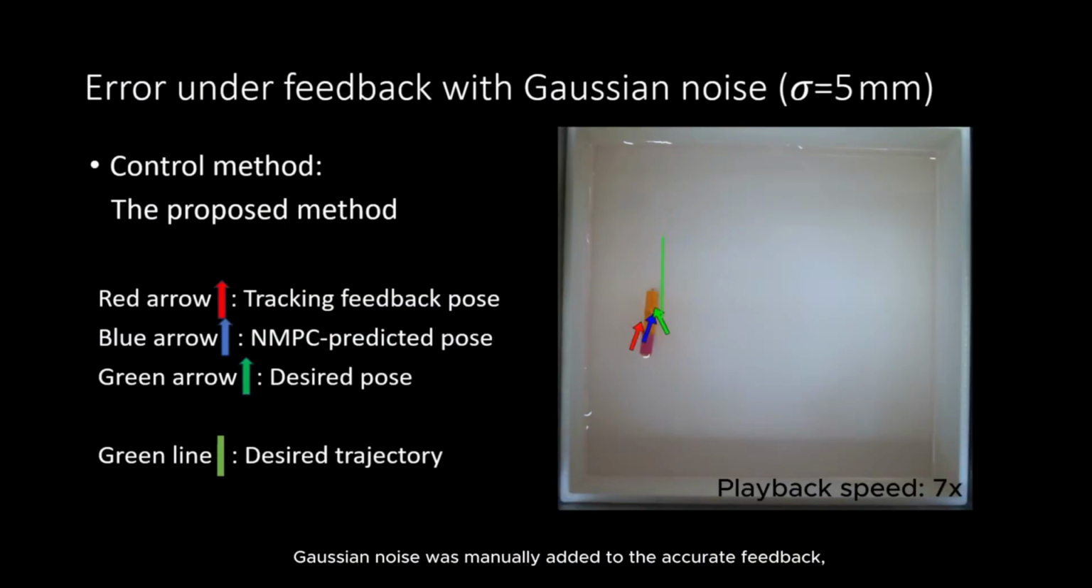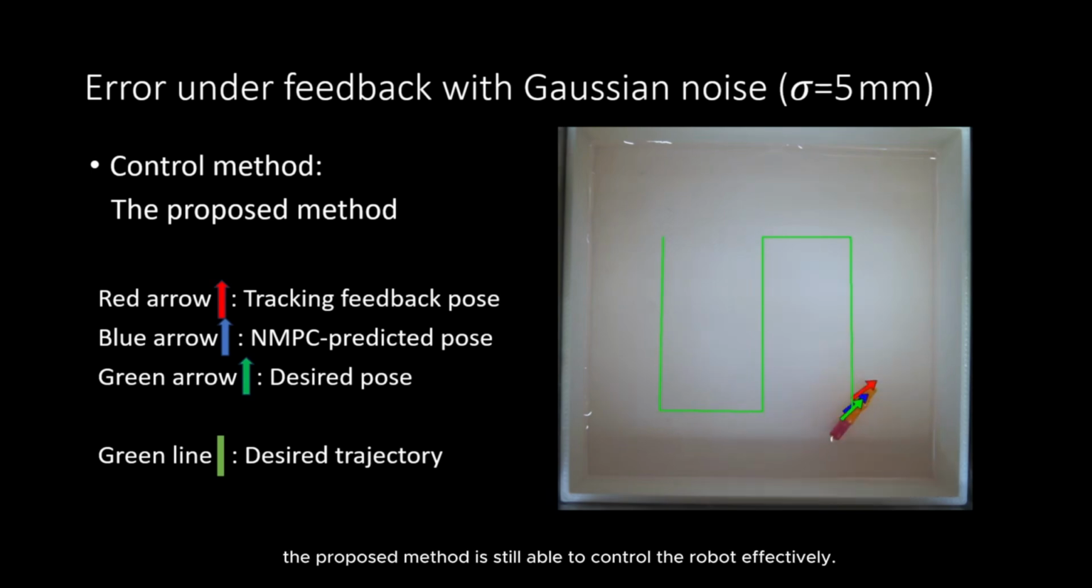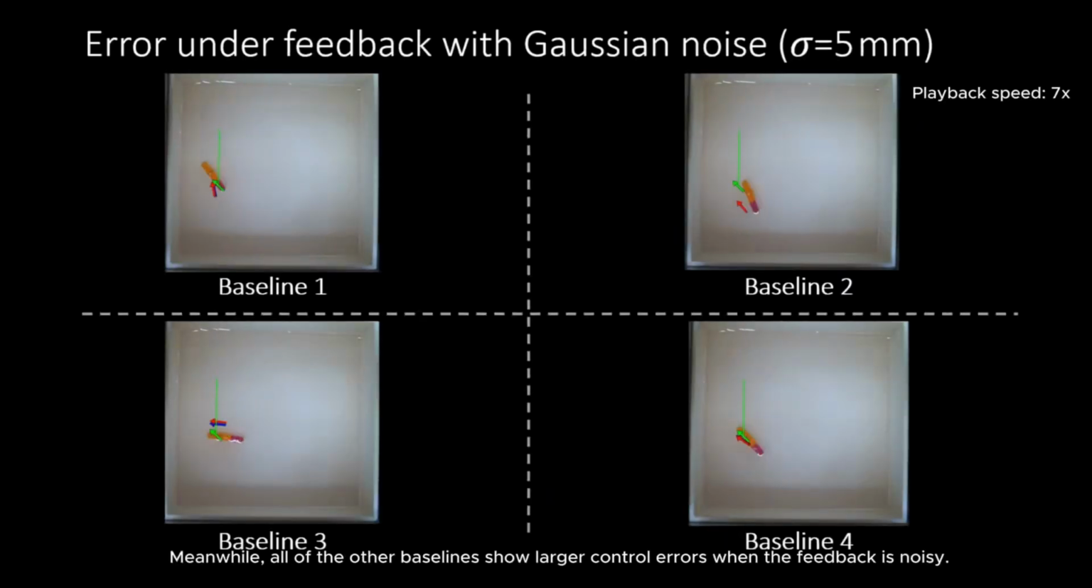Gaussian noise was manually added to the accurate feedback, with 5 mm sigma shown as an example. Even under this noisy feedback, the proposed method is still able to control the robot effectively. Meanwhile, all of the other baselines show larger control errors when the feedback is noisy.